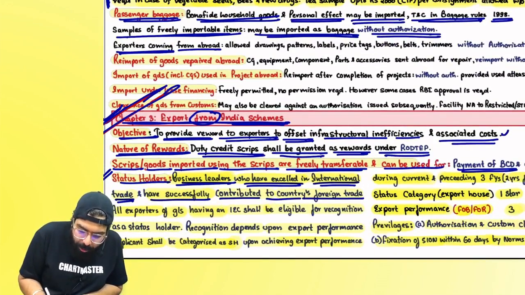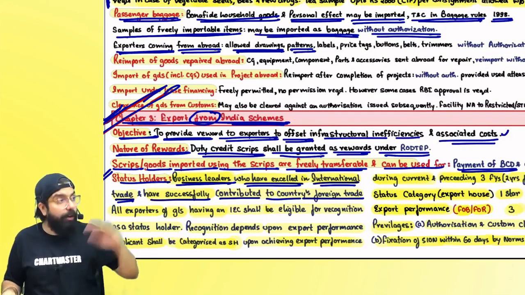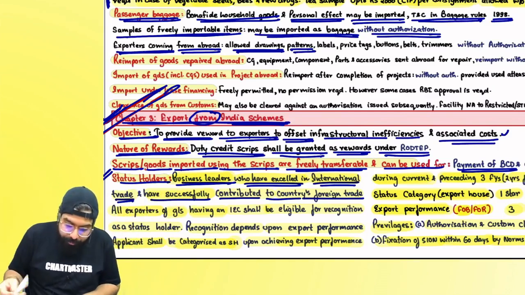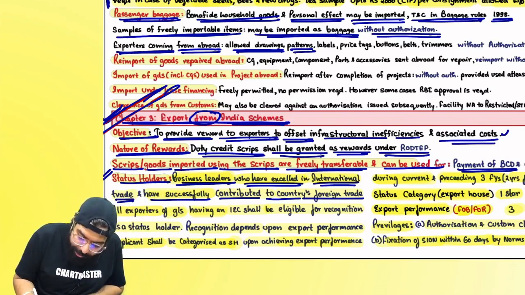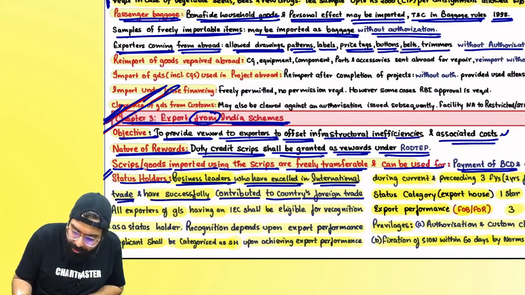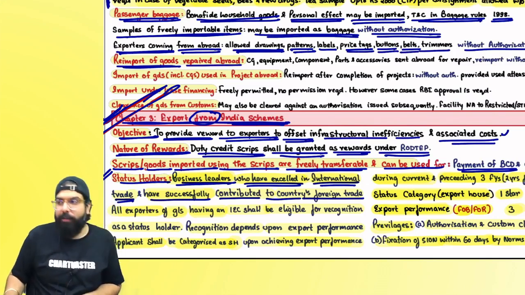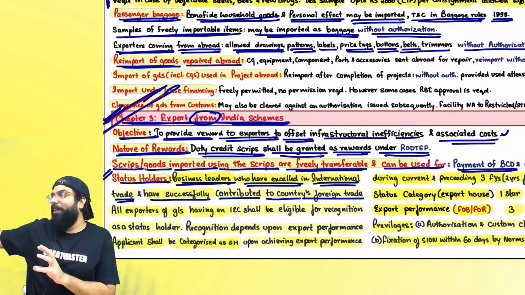Exporters coming from abroad are allowed drawings, patterns. Who are exporters? Sir, we are going to export, so you might have gone abroad. When you are coming from abroad, you can bring drawings, labels, price tags, buttons, belts, trimmers without any authorization. Then, re-import of goods repaired abroad. Sir, I sent the goods for repair.